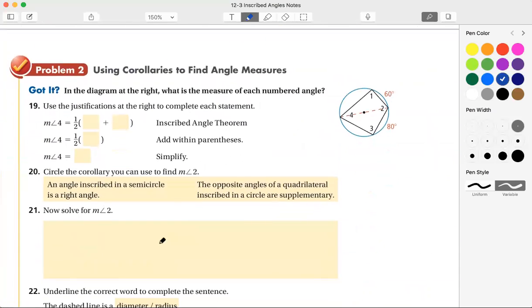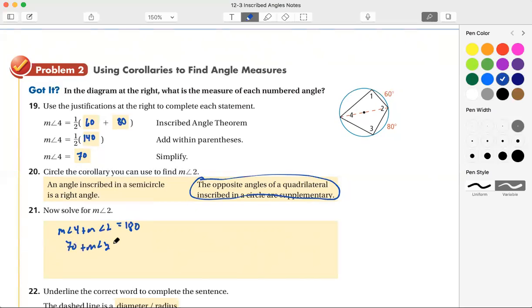Problem 2. Okay, so let's use justifications. To find the measure of angle 4, it's going to equal 1/2 of 60 plus 80, because that's the inscribed angles theorem. So 1/2 of 140 is going to give us 70. So circle the corollary we could use to find the measure of angle 2. The opposite angles of a quadrilateral inscribed in a circle are supplementary. So we know that the measure of angle 4 plus the measure of angle 2 equals 180 degrees. We just found the measure of angle 4. Subtracting 70 degrees, we get the measure of angle 2 equals 110 degrees.